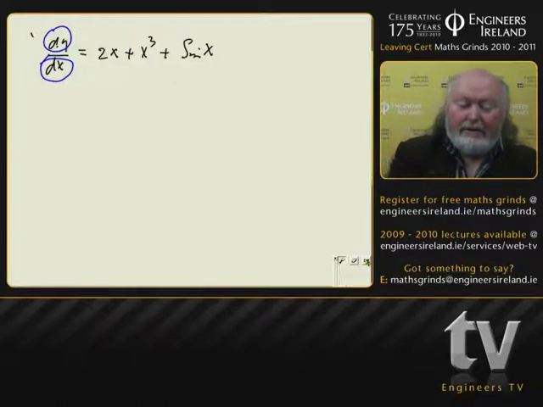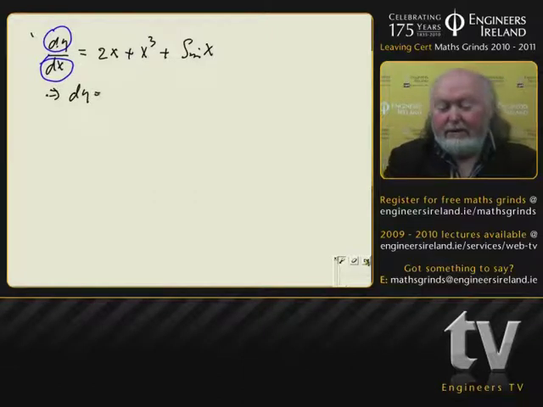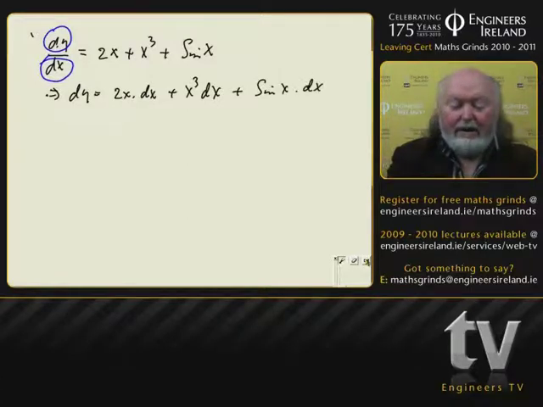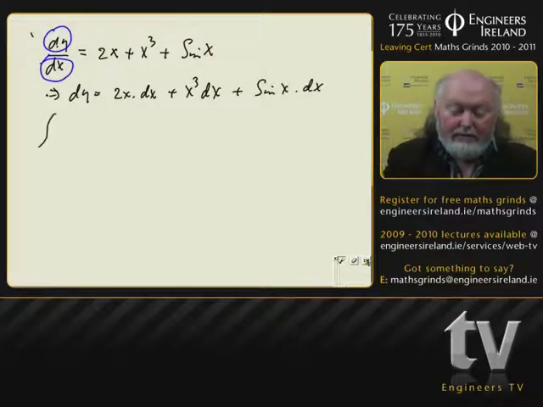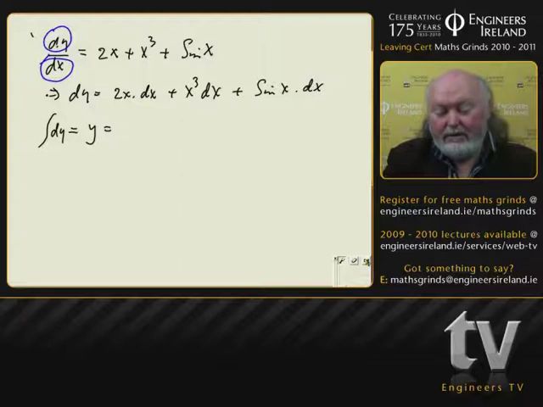We can obviously say that implies dy is equal to 2x dx plus x cubed dx plus sine x dx. If I know that that is dy, what we do also know is that the integral of dy, which is y, must be equal to each of those integrals.